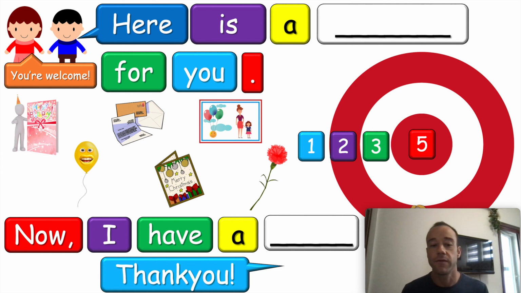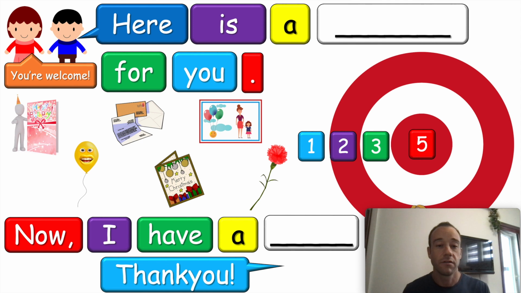Here's a birthday card for you. Now I have a birthday card. Thank you. They throw, get points. You can use the flashcards and have them, as they're saying it, choose a flashcard and then hand the flashcard to their classmate. Then they throw the sticky ball and get points.